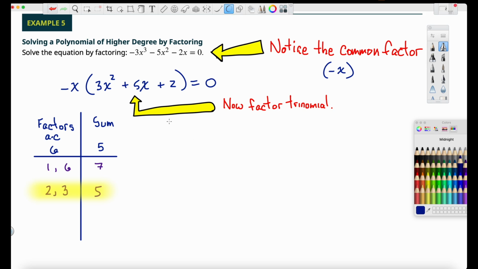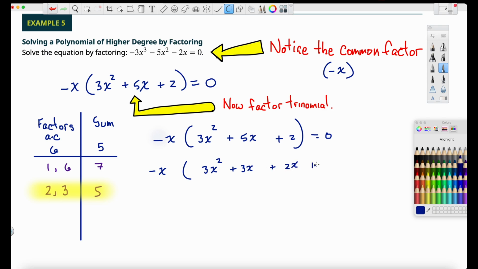All right, so we just have to make sure we stay organized with how we write this next step. This negative x still needs to hang out in front. That was originally factored. Now we've got 3x squared, and let's write 5x plus 2 equals 0. Now let's break up that 5x. I'm going to say plus 3x and plus 2. If you notice, you can just see how the factors work better in that order. You could do it the other way and it's fine. We get the same thing, but I'm grouping the 3 and the 2 terms together.